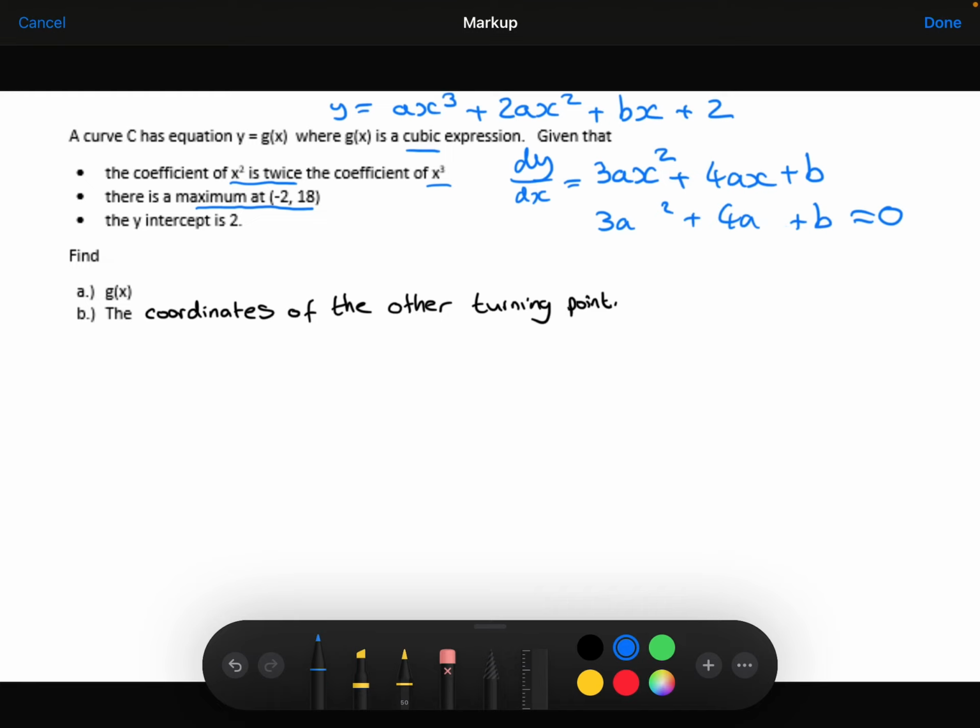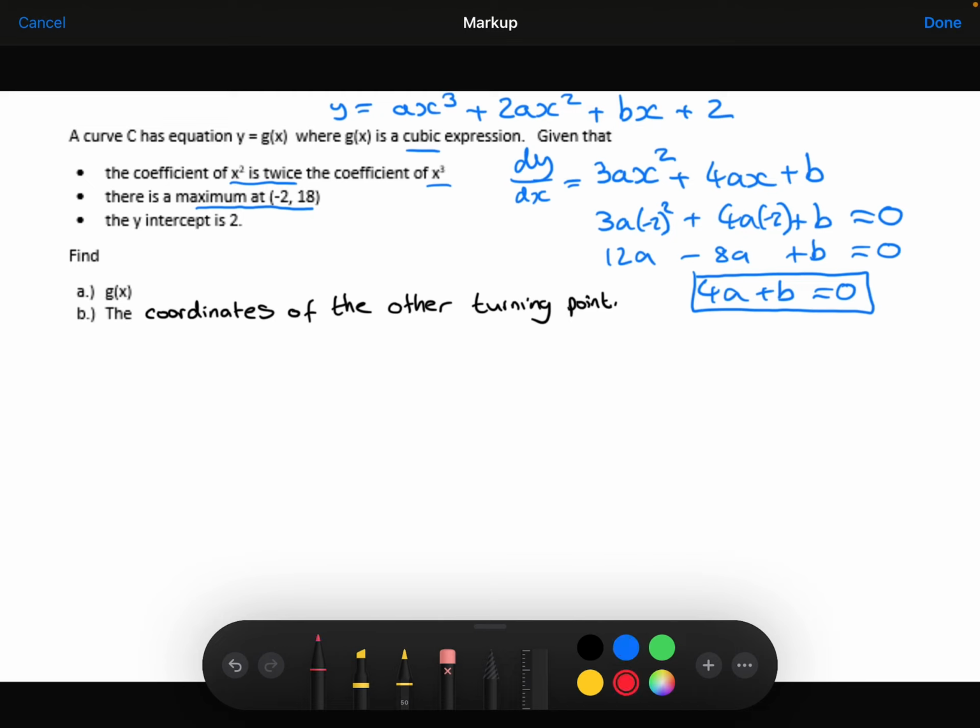So we'll substitute minus 2 in instead of the x. Minus 2 squared is 4, times the 3 is 12. So 12a. 4 times the minus 2 is minus 8. So we'll get minus 8a plus the b equals 0. The 12a minus the 8a is 4a. And we'll pause there because there's not a huge amount more we can do with that.